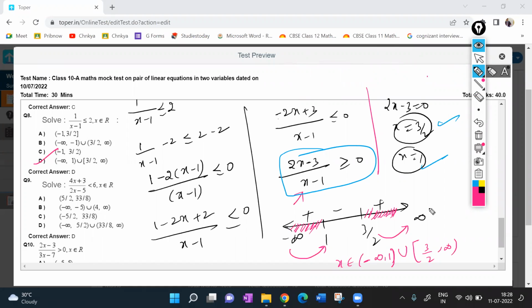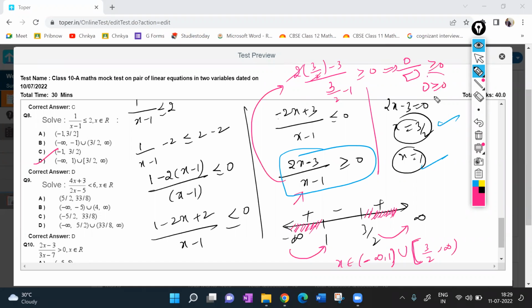So, sir, why are you putting a close bracket at 3 by 2? Because let me just substitute 3 by 2 here. Look at this. 2 into 3 by 2 minus 3 over 3 by 2 minus 1 greater than or equal to 0. So 2 will get cancelled. 3 minus 3 is 0. 0 by something is 0. 0 greater than or equal to 0, valid statement or not? Which means it is not making my function undefined. 3 by 2 can be possible here. If I substitute 3 by 2 in place of x, the function is still defined.